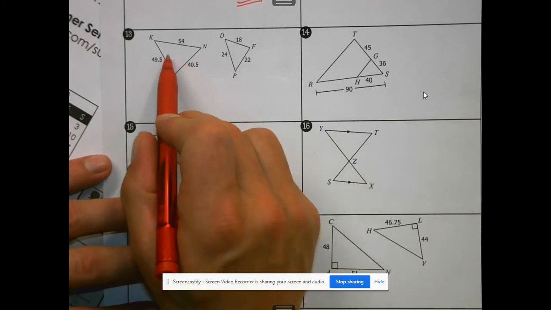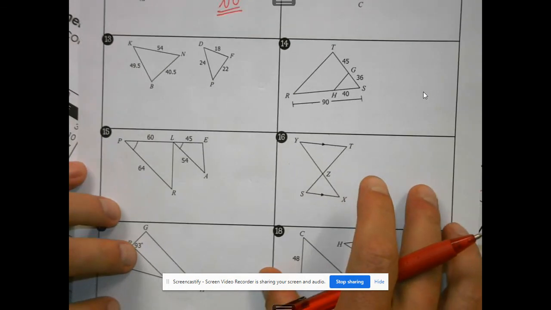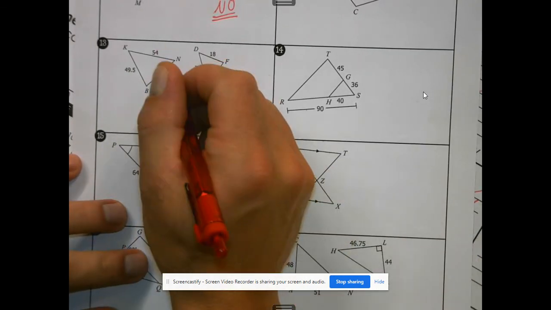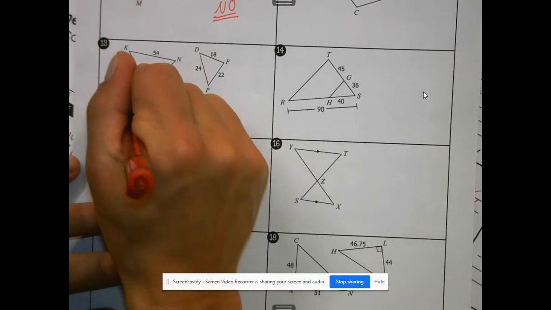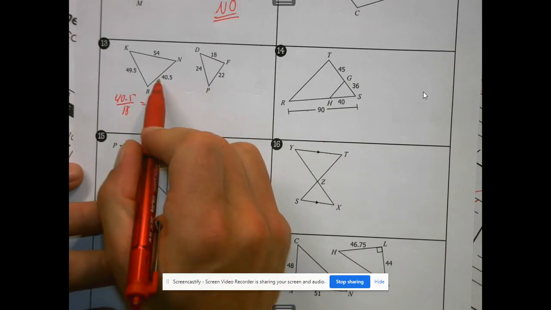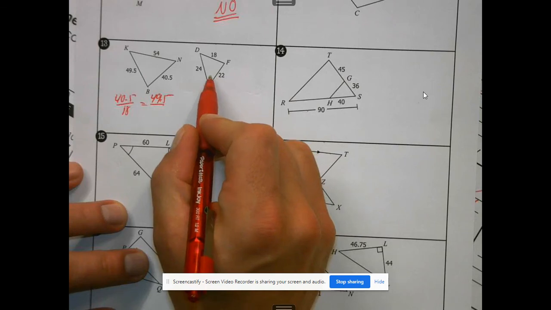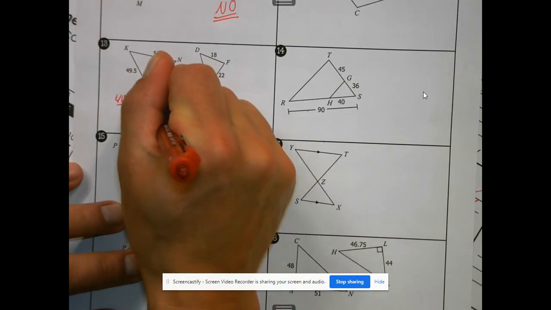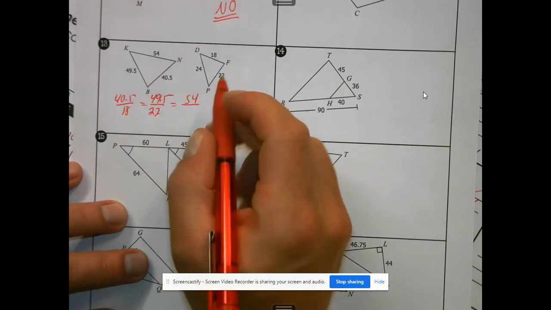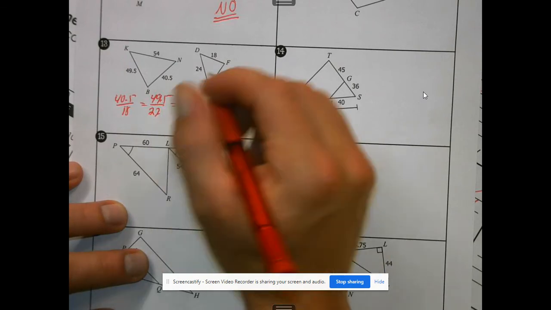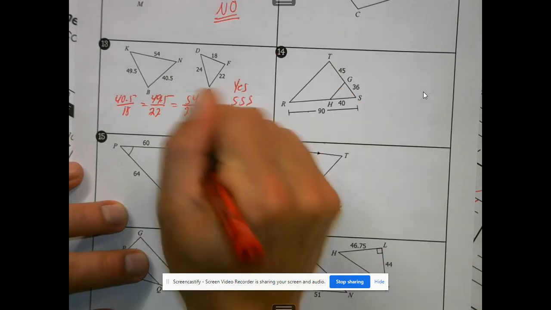13 looks like it might be side, side, side, since all I have are the sides. So small, small, medium, medium, big, big. All right, small on left is 40.5. Small on right is 18. Medium on left is 49.5. Medium on right is 22. Big on the left is 54. Big on the right is 24. Yep, they match up. If you divide top by bottom on all those, it does work. So side, side, side is your answer.